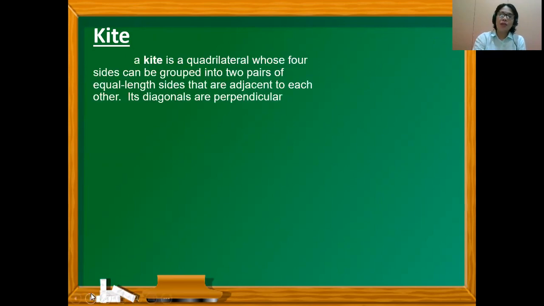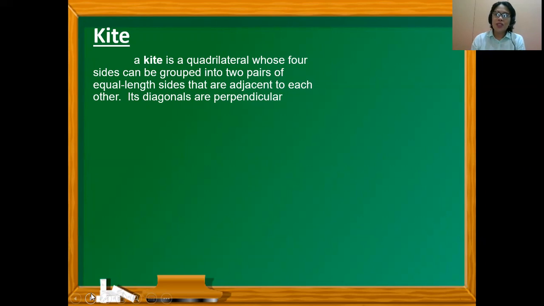Now, a kite is a quadrilateral whose four sides can be grouped into two pairs of equal length sides that are adjacent to each other. Its diagonals are perpendicular. In contrast, class, a parallelogram also has two pairs of equal length sides, but they are opposite to each other instead of being adjacent.